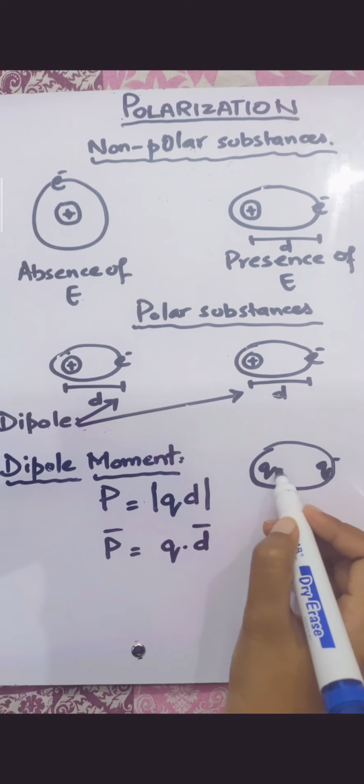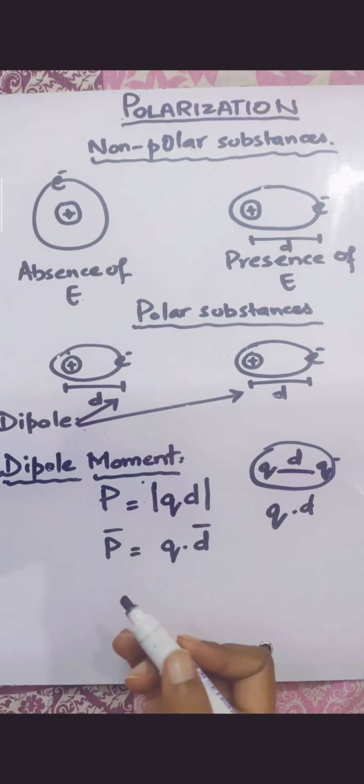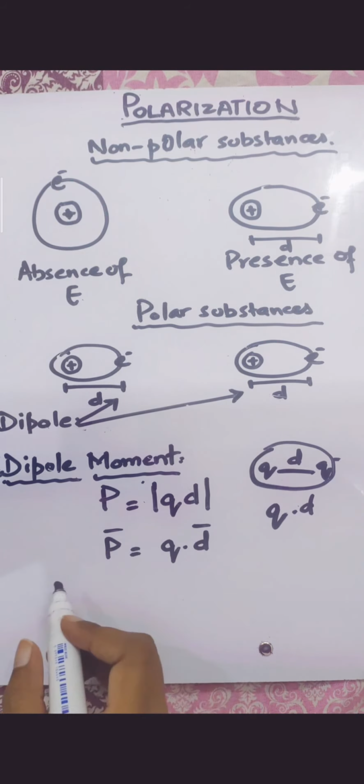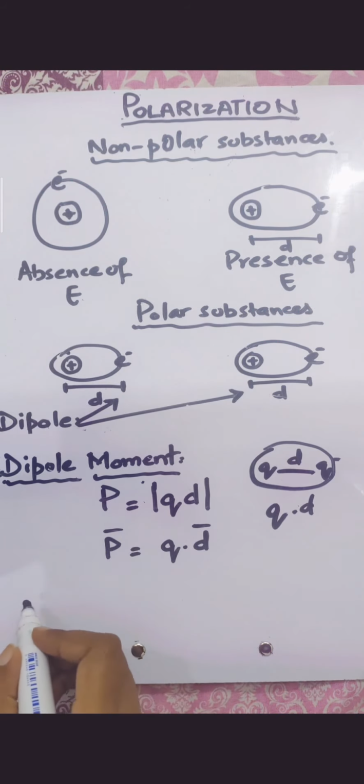Its magnitude is given by p equals qd, and this is basically the electric dipole moment, and its vectorial form is p equals q times d. This is basically a vector quantity, which is the electric dipole moment, right? And this electric dipole moment has a unit of coulomb meter, right? And talking about the direction of dipole moment, it is always along the external electric field supplied.